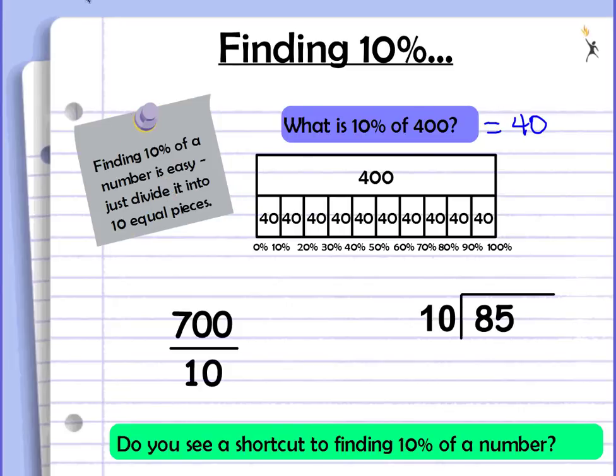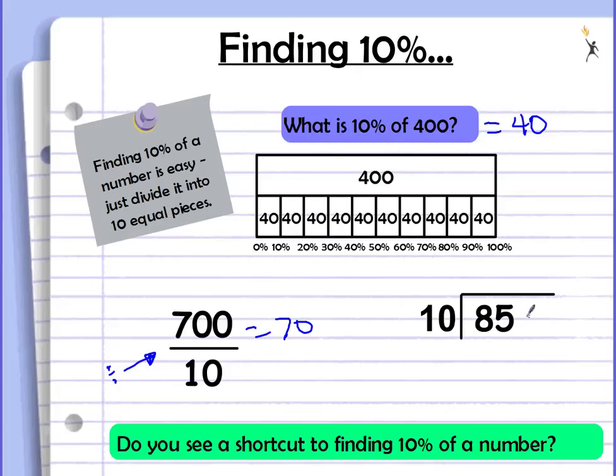Okay, finding 10% of a number is easy. We just divide it into 10 equal pieces. So we want to find 10% of 700. Remember, this fraction bar means to divide. We just divide 700 by 10 and we get 70. You could also do the long division.